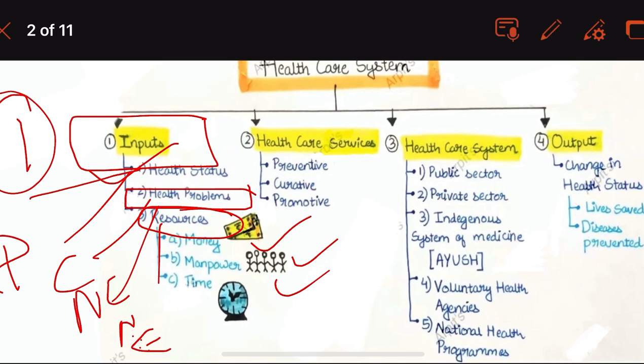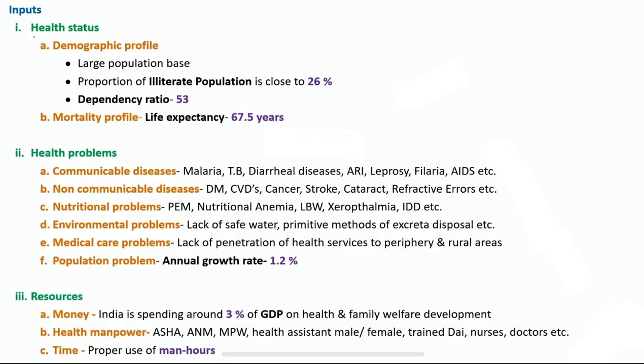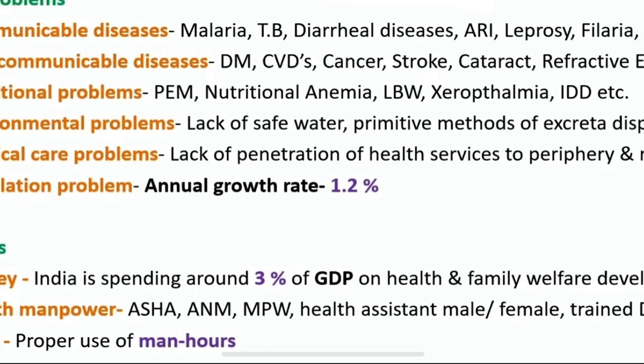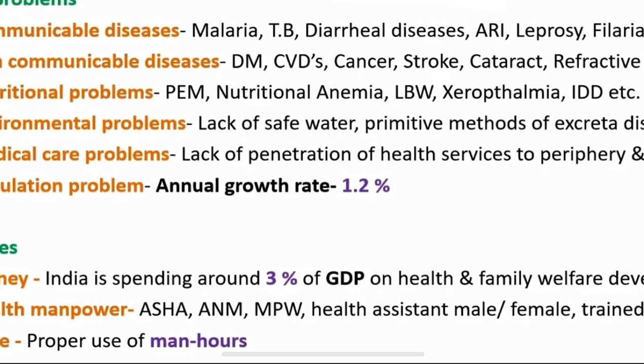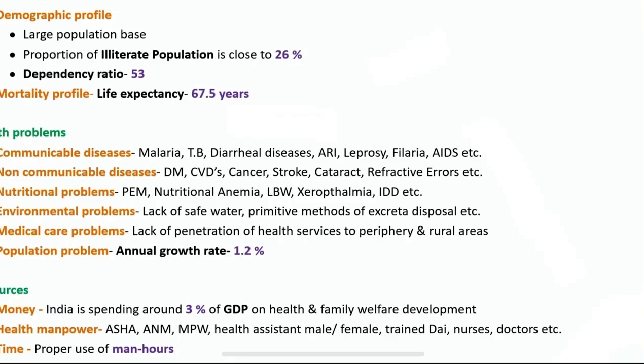The resources include, what did we see? Money, manpower and time. Let us see what we have here. Under money, what do we have? India is spending about 3% of the GDP on health and family welfare development.